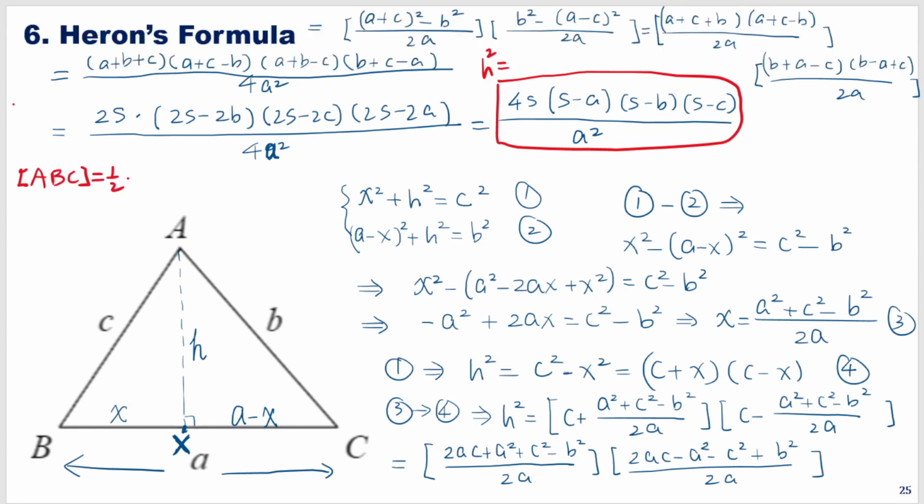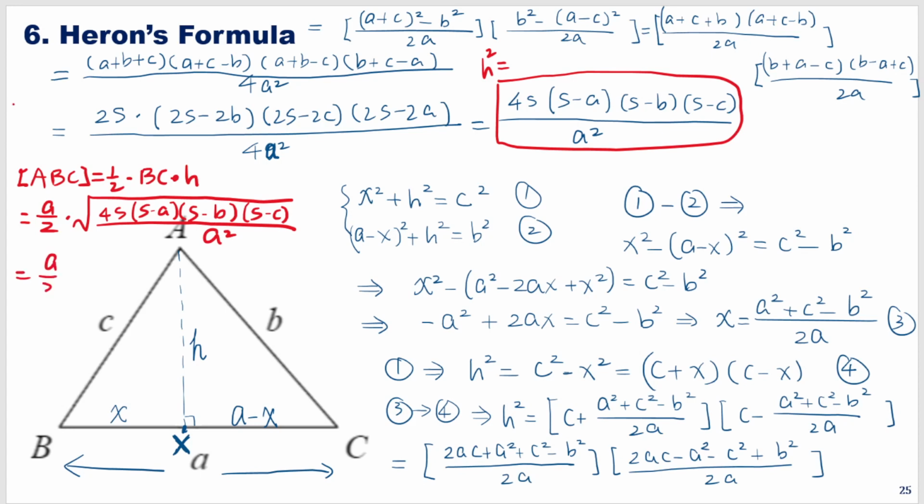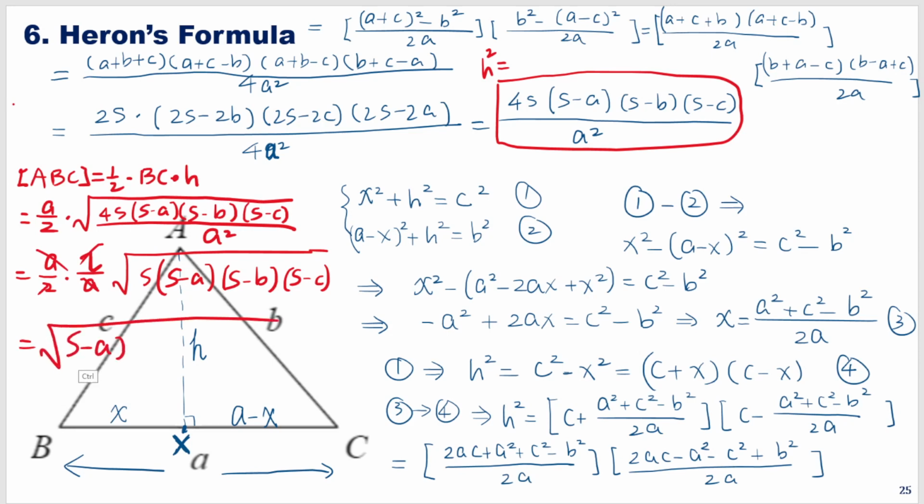So the area of triangle ABC equals 1/2 of BC times h, and BC is a. That's 1/2 of a times h, right? h is the square root of 4s times (s minus a) times (s minus b) times (s minus c) over a squared, right? And then that's a over 2 times, we can put a squared outside the square root sign, so that's 1 over a, and the 4 can also be put outside, so that becomes 2 here, right? Times the square root of s times (s minus a) times (s minus b) times (s minus c). So eventually we'll cancel these, and that gives us the square root of s times (s minus a) times (s minus b) times (s minus c).